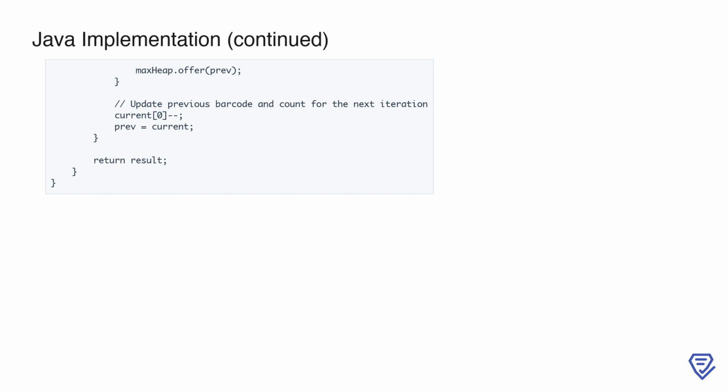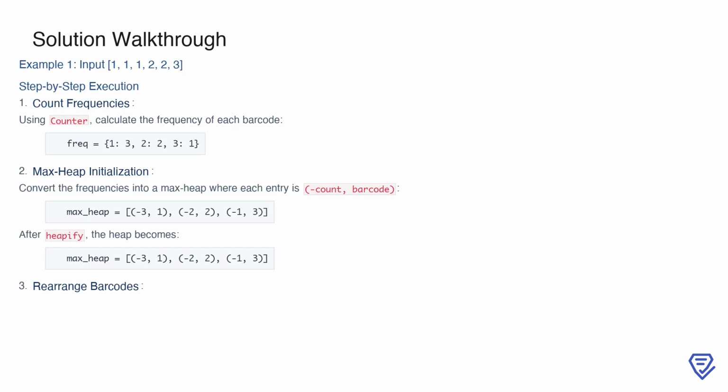Finally, once the heap is empty and all barcodes are placed in the result array, we return the rearranged array as the solution. To solve this problem, we start with the input 1, 1, 1, 2, 2, 3.